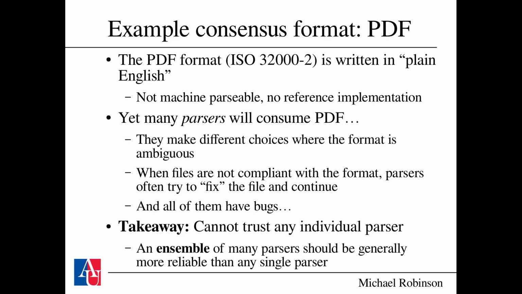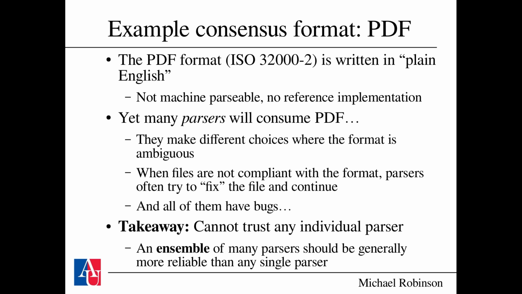The file format that I'm mostly going to be focusing on today is PDF. It's a file format governed by an ISO standard that's written out in English. It's not machine parsable. There's no reference implementation. Even though Adobe was the start of PDF, Adobe is no longer the only game in town. And there are many different parsers with different code bases that consume PDF files. They make some different choices when the format is ambiguous. And when the files are not compliant, the parsers often try to fix those files. That's not governed by the standard. And you get differences in behaviors there.